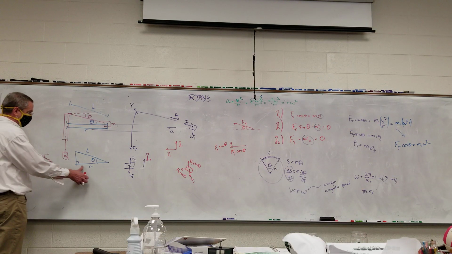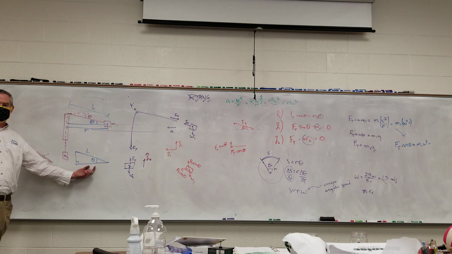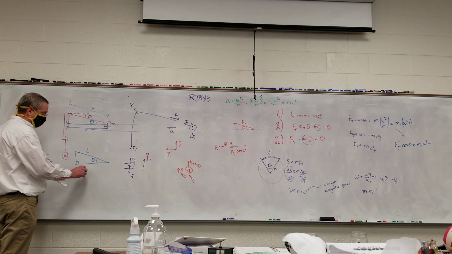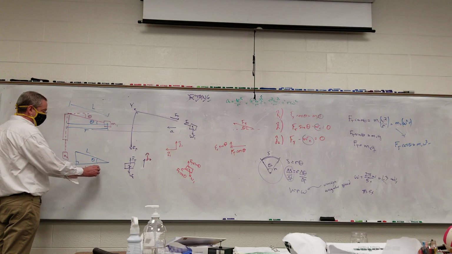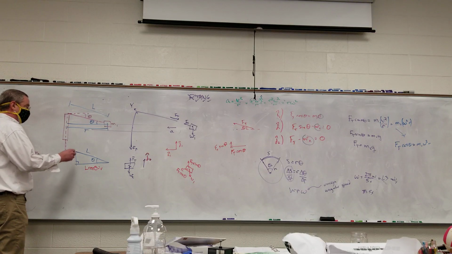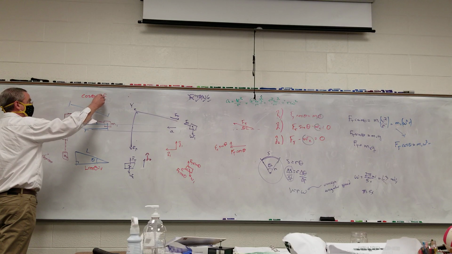All right, suppose instead I have a triangle with a hypotenuse of L and an angle theta here. What is the length of this side? L cosine theta. Yes. R is just L cosine theta, or the cosine of an angle is equal to the adjacent over the hypotenuse.